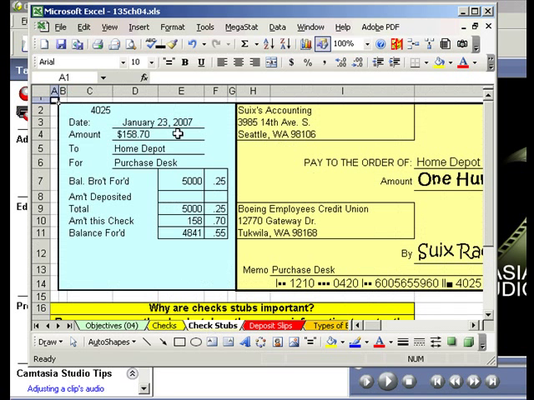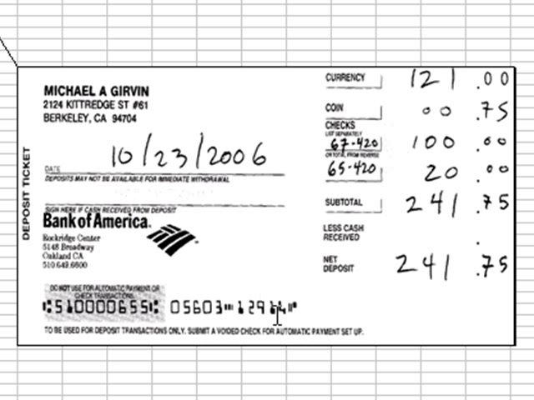It's not the best proof that it happened at all. Remember, the canceled check with all those numbers printed on the back that say from this bank to this bank on this date. Hey, let's go to our next sheet tab, deposit slips.